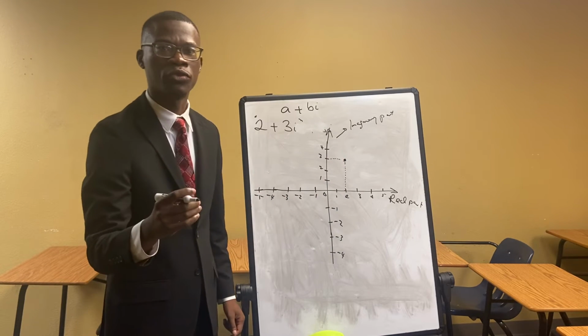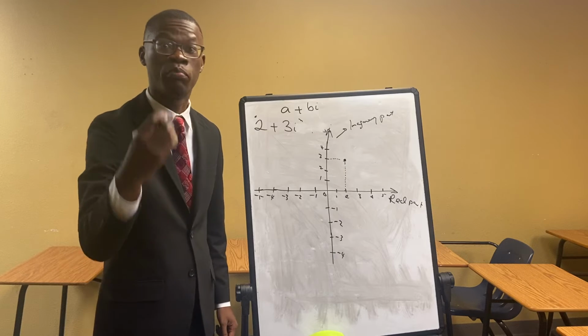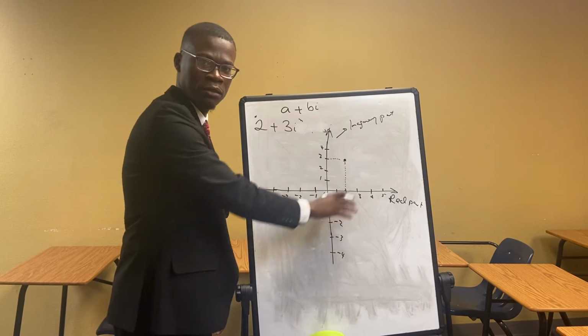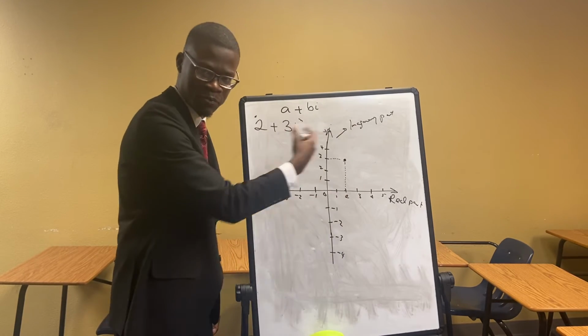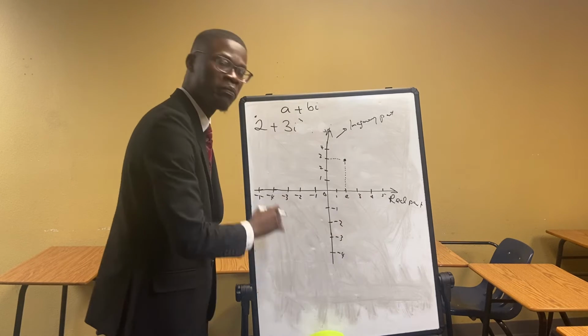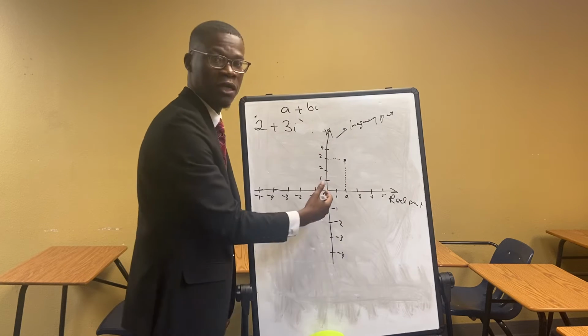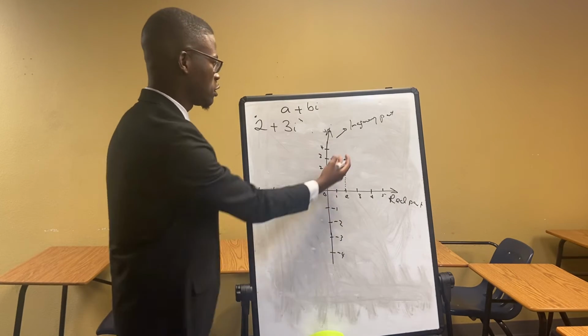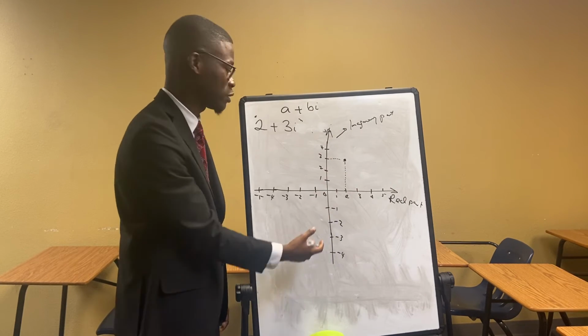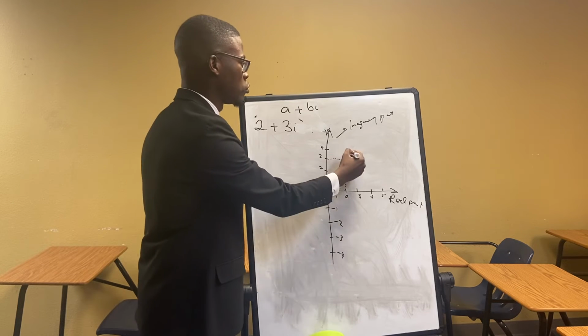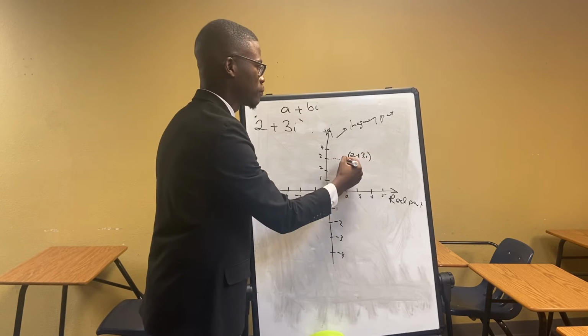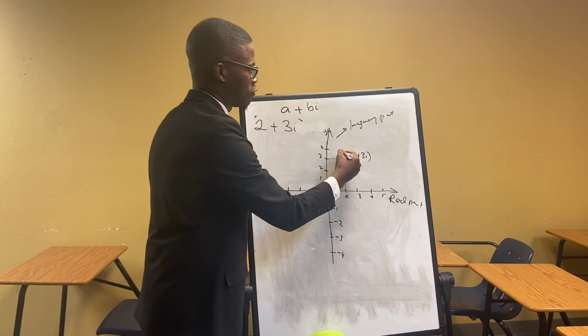So complex numbers could also be represented as a point in the complex plane or the complex space. All right. So this is the complex space where you have a real part and the imaginary part that make up the complex number. So this is the complex number in space, in complex space. 2 plus 3i is right here. So let's call this point A, for example.